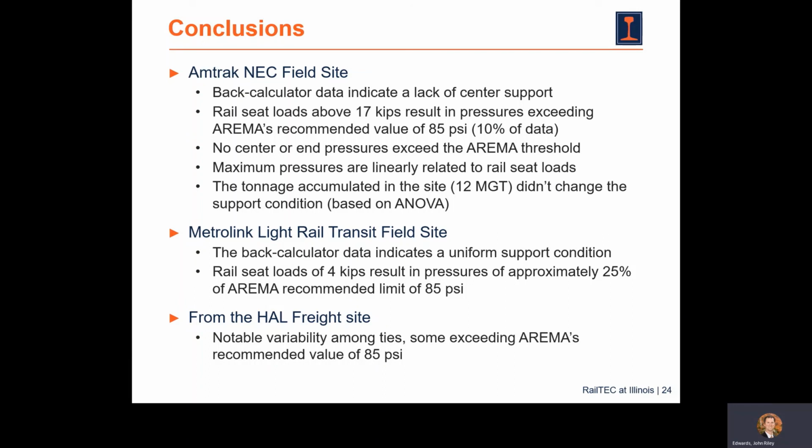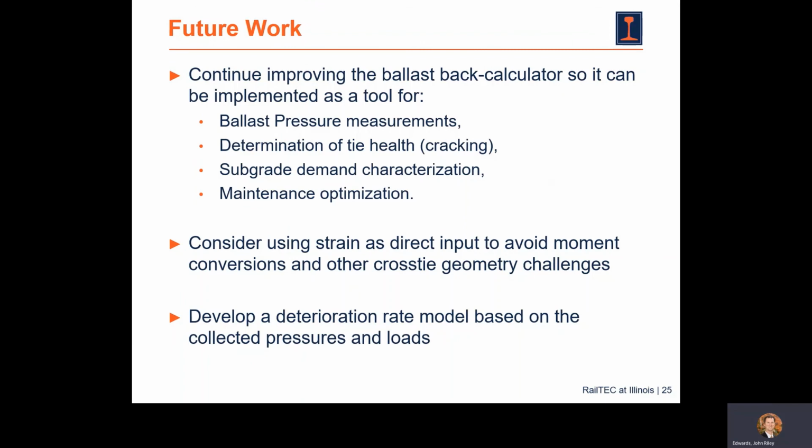Rail seat load of 4 kips results in pressures that really only get you about 25% of the way to the AREMA recommended value. So this tells you something about possibly, if you're allowed to manipulate some of the other design conditions, the potential functionality of a smaller bearing area on the bottom of a cross tie for an environment like this. From the heavy axle load freight site, we saw some variability among the ties. Some of these also exceeded AREMA's recommended value of 85 psi for the pressure at the ballast to tie interface.